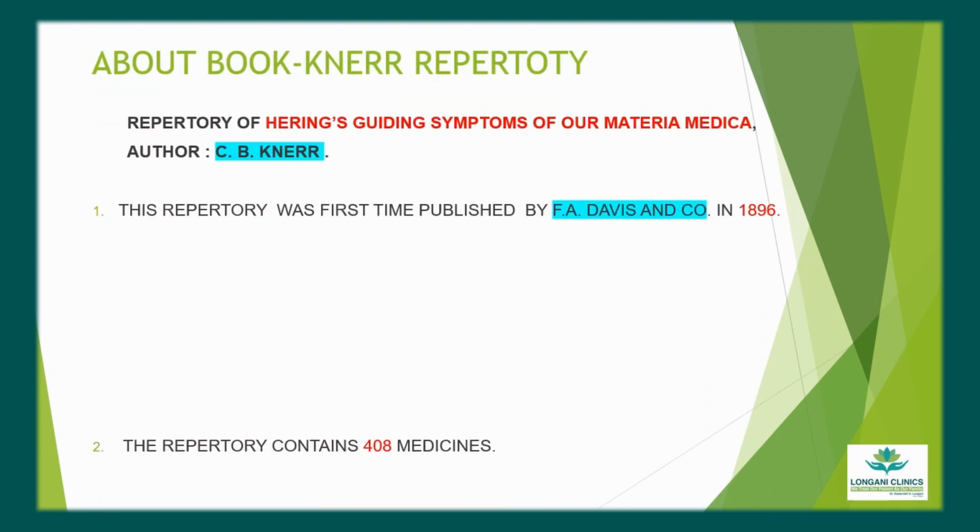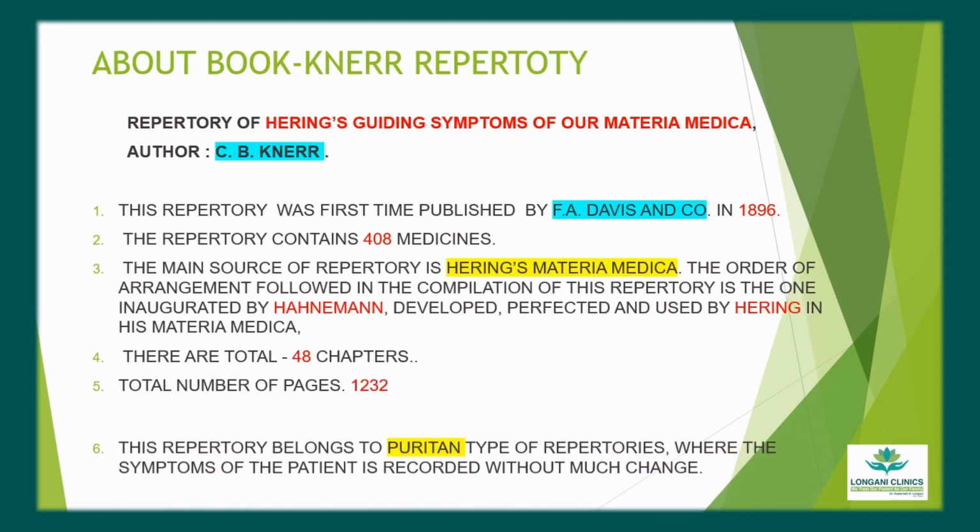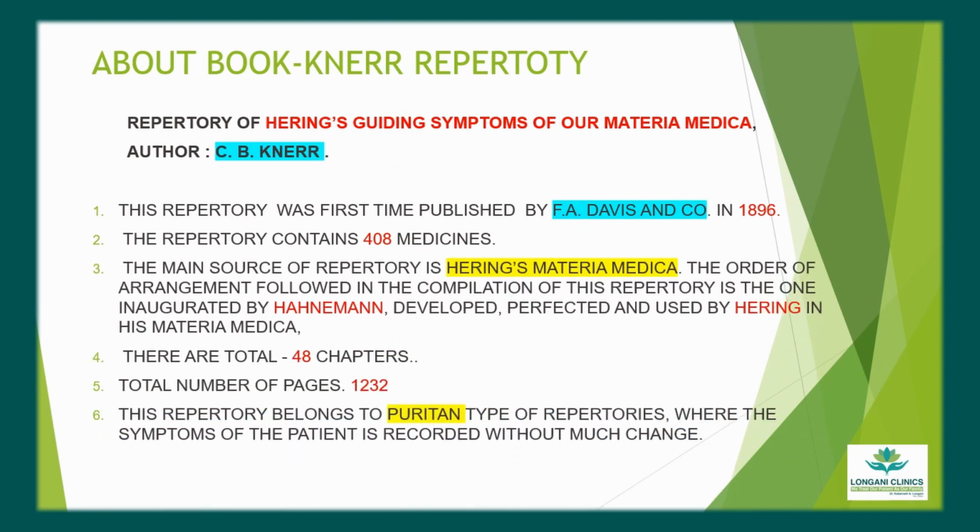About the book: Nair's Repertory, Repertory of Hering's Guiding Symptoms of Our Materia Medica. Author: C. B. Nair. This repertory was first published by F. A. Davis and Company in 1896. The repertory contains 408 medicines. The main source of this repertory is Hering's Materia Medica.